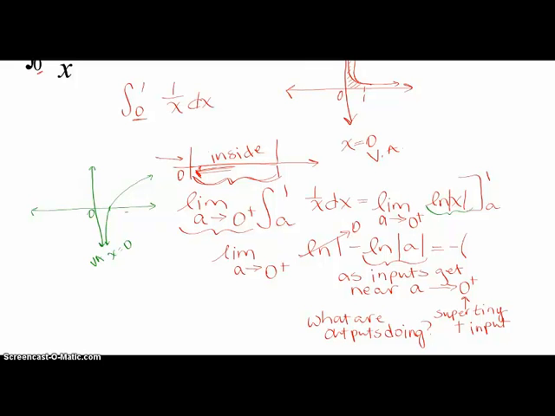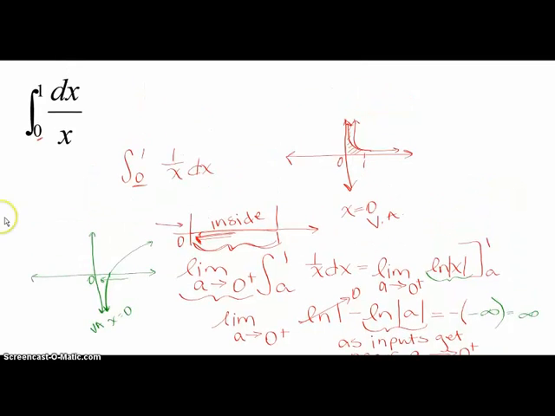So as input values approach 0 from the right, which is what our limit is asking, the output values are headed toward negative infinity. So this is negative infinity. Our original improper integral diverges. And there's the work that we would have to show in order to show that it diverges. So there's your first improper integral with infinite interior points.